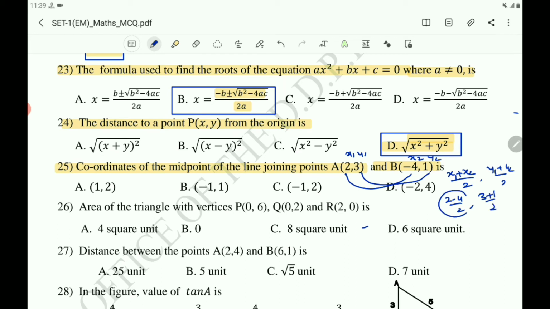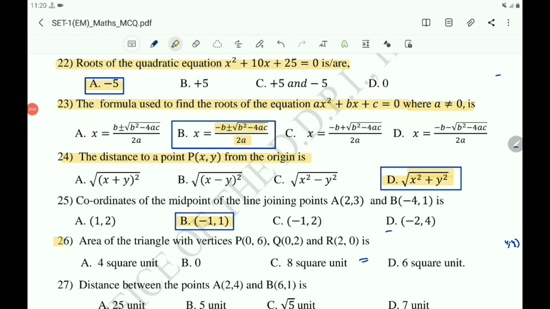2 minus 4 by 2 becomes minus 2 by 2. This is 4 by 2. Then minus 2 by 2 is minus 1. 4 by 2 is 2. So select the answer. Minus 1, 2 is the answer. So option C. Option C is the answer. Children, you must learn the midpoint formula. Then only you can find this answer.